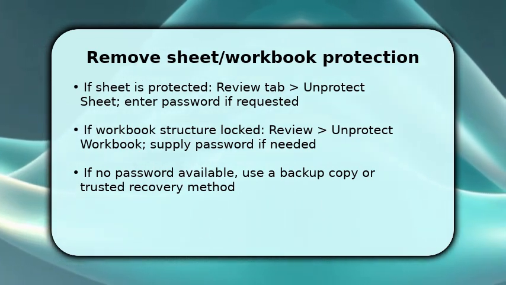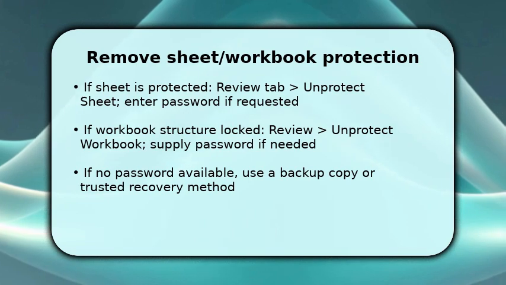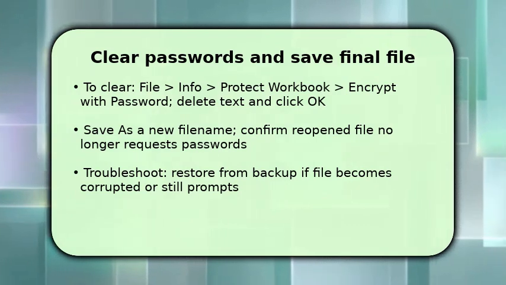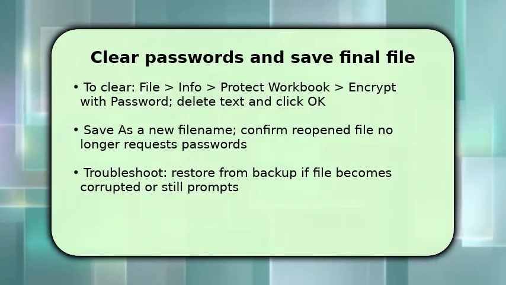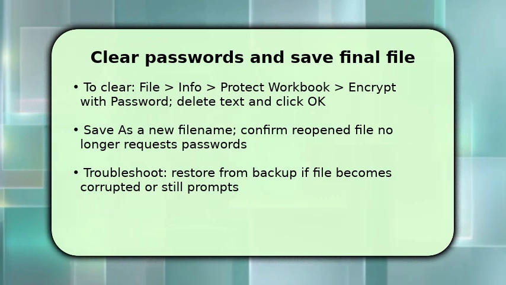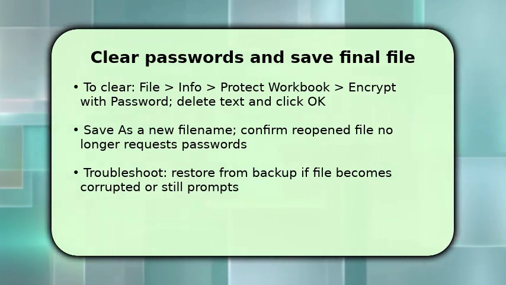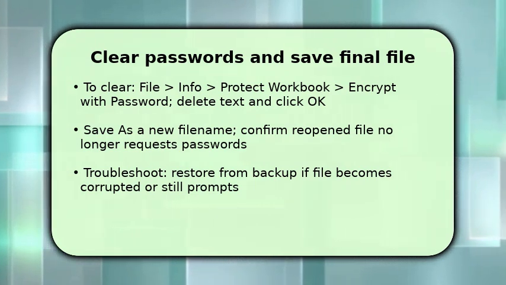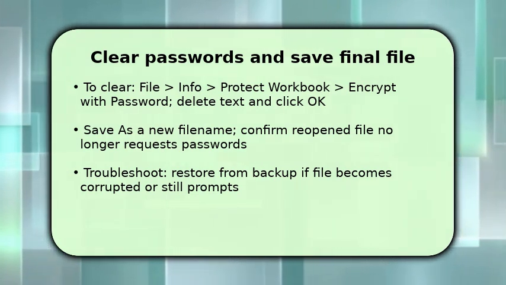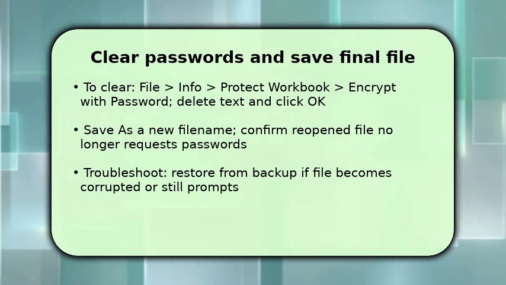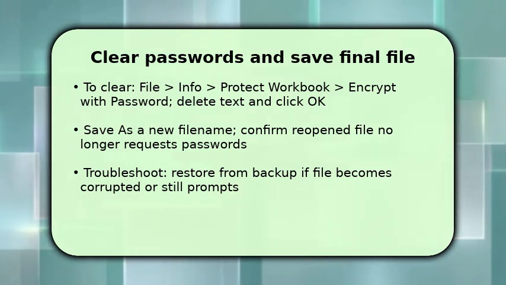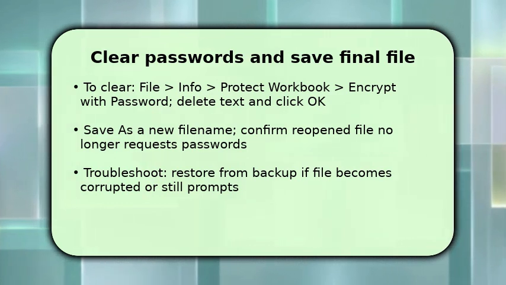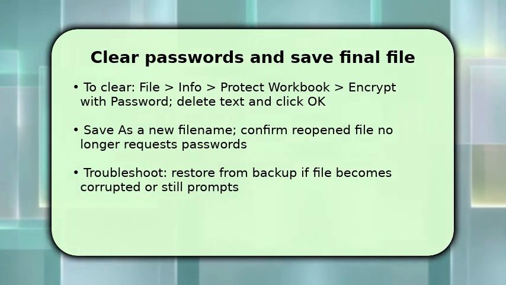You finish by removing any saved file-level password. Go to File, Info, Protect Workbook, Encrypt with Password, then delete the password text and click OK to clear encryption. Next, save as a new file name to preserve the original until you confirm success. Reopen the new file to ensure Excel no longer requests a password and sheet/workbook protections are gone. If something goes wrong, like corruption or persistent prompts, restore from the backup you made earlier and retry the process safely.